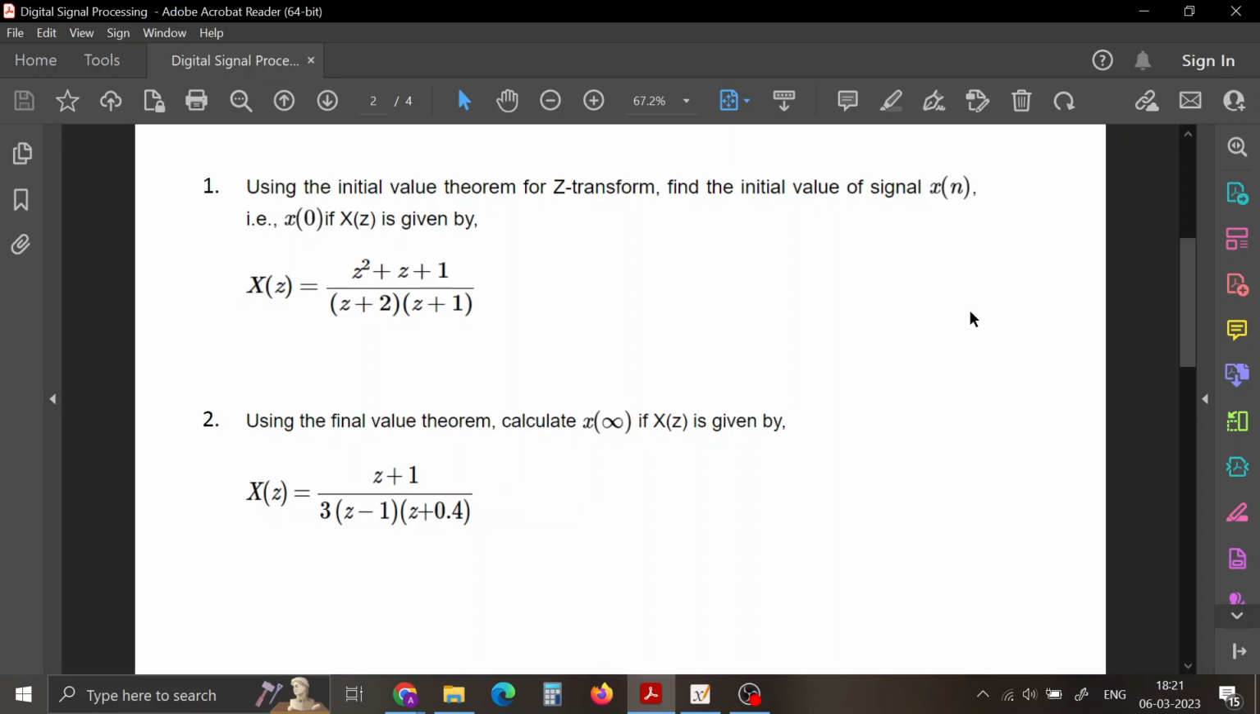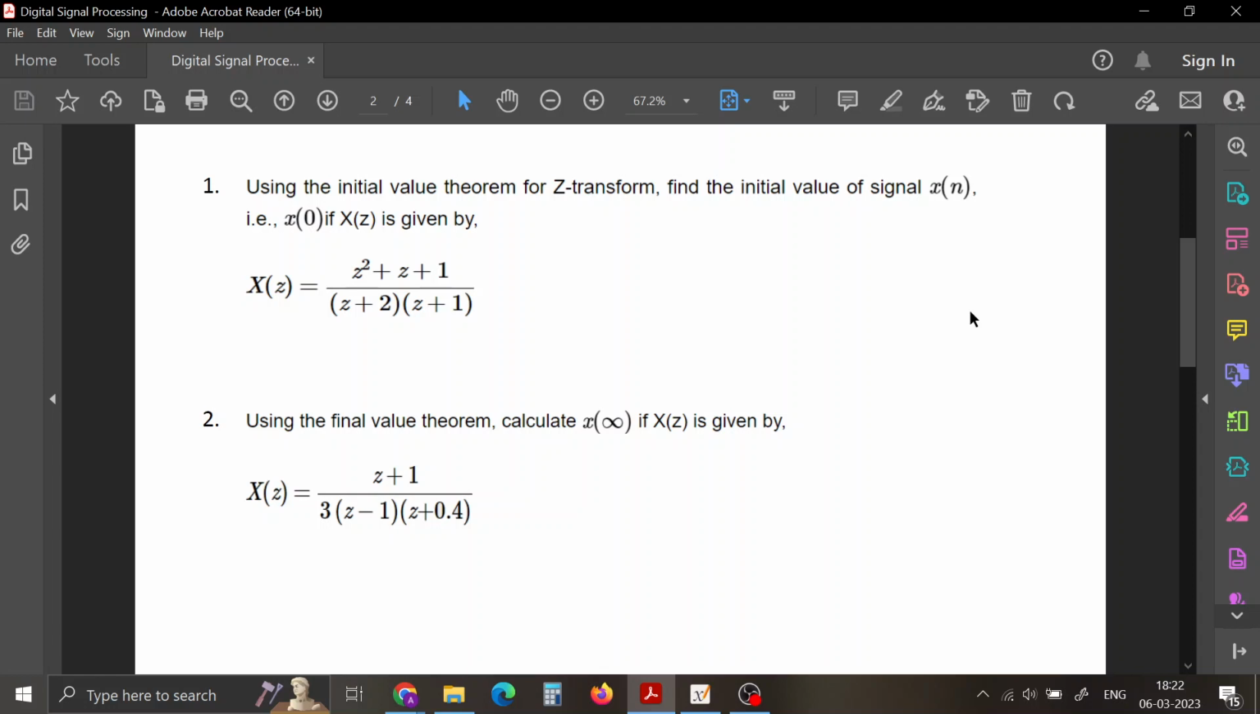The first question is based on the concept of initial value theorem. The Z transform X of z is given in the question: X of z is equal to z square plus z plus 1 divided by z plus 2 times z plus 1. We have been asked to find the initial value of the time domain signal x of n, that is x of n evaluated at n equals 0, which is x of 0, using the initial value theorem.